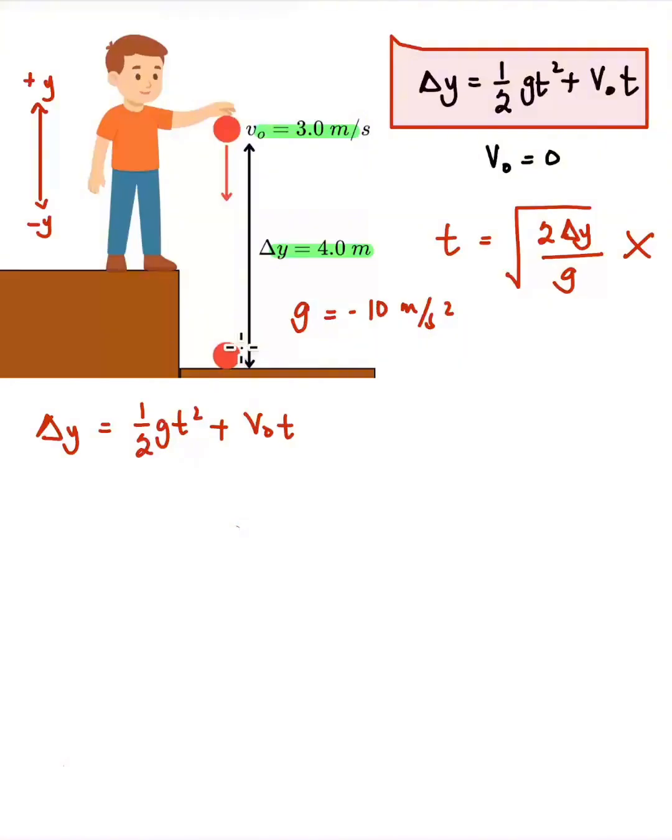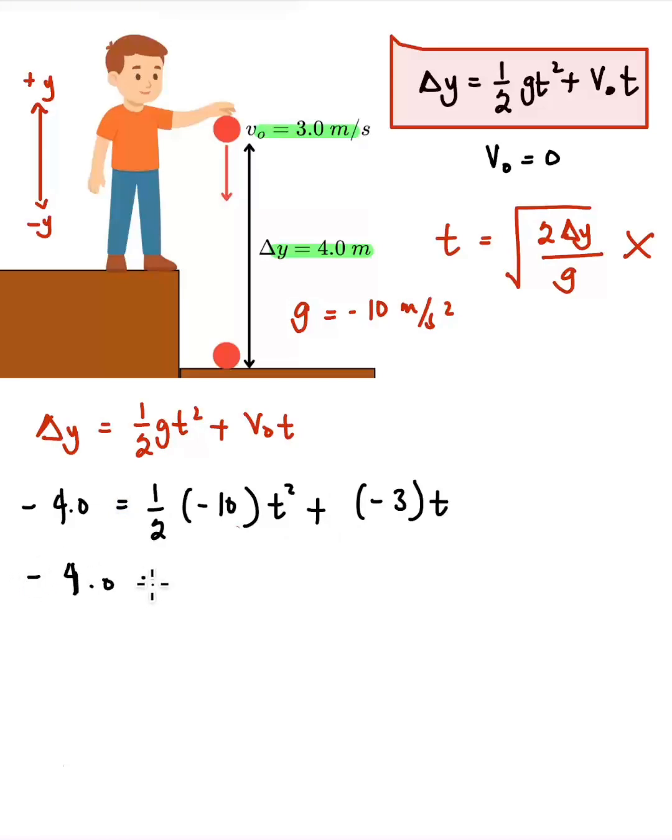So delta y pointing downwards is going to be negative 4.0 is equal to 1/2, and then g, which is also negative, so negative 10 meters per second squared, and then the time t squared plus v naught, which is also pointing downwards, so that is negative 3 times t. So this is the equation we have and we need to simplify. Negative 4.0 is equal to 1/2 of negative 10, which is negative 5 t squared, and then this is negative 3t.